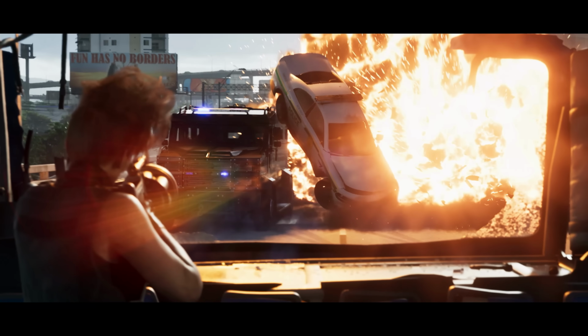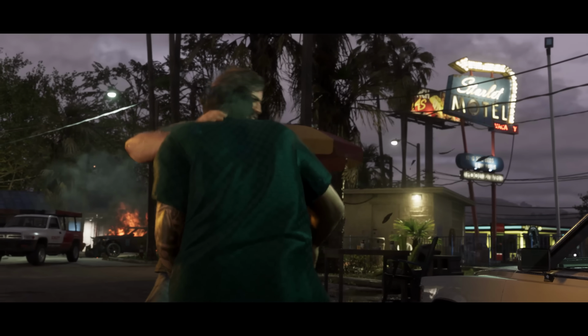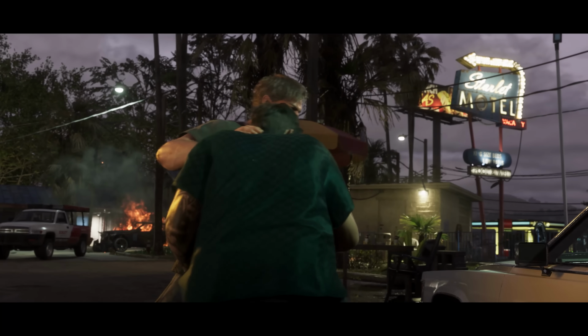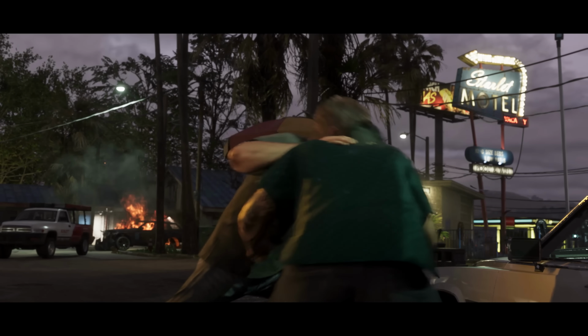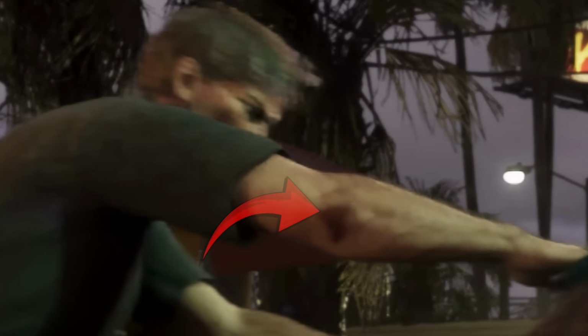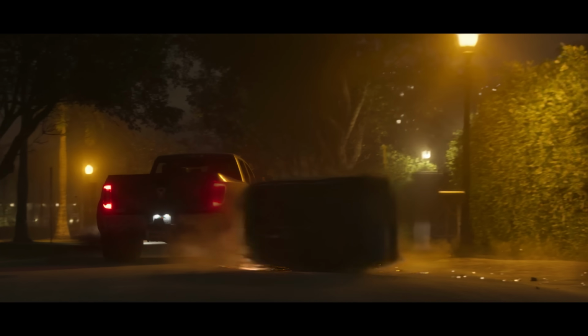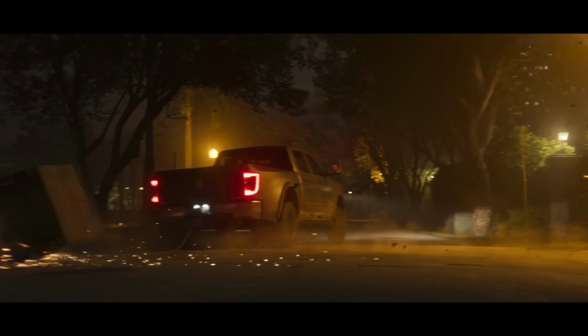Now, there's only one little moment in trailer 2 where you can see blood, and that is actually when Jason is throwing this guy against a car with the car on fire in the background, and you can see that his elbow is a little bit scraped, and it seems like the blood is already dried, so we don't really get to see any blood simulation in any of the footage of GTA 6.